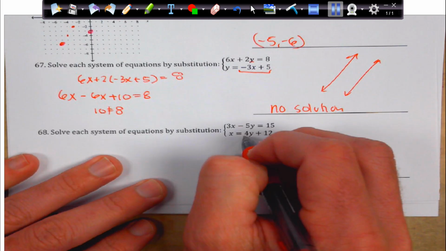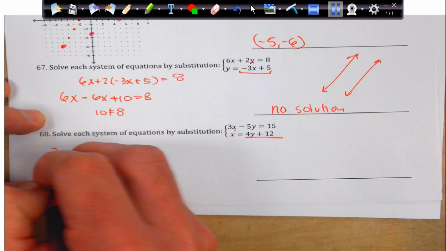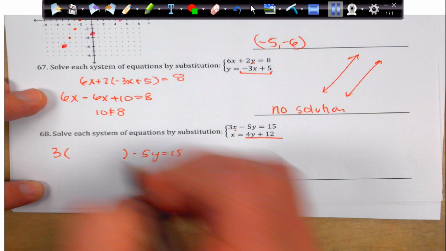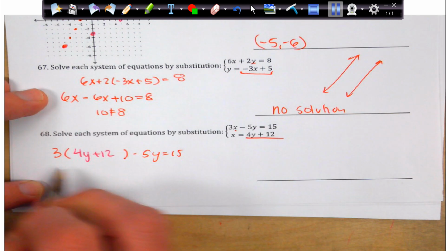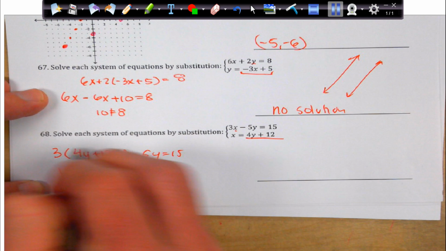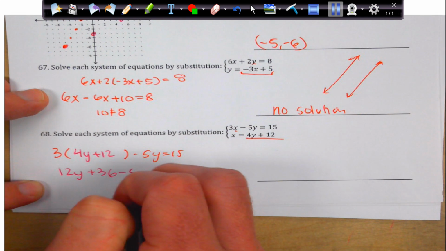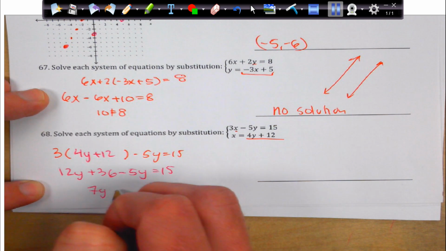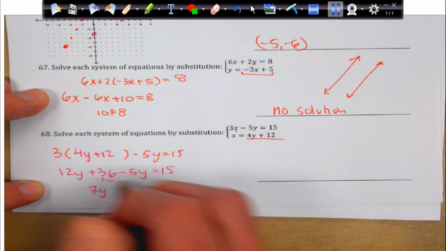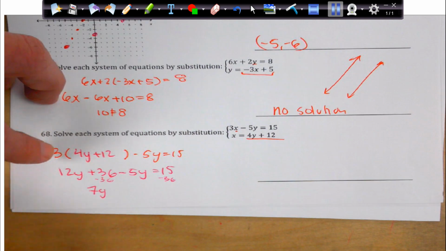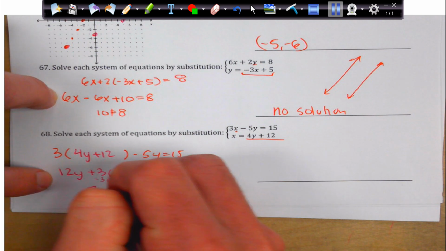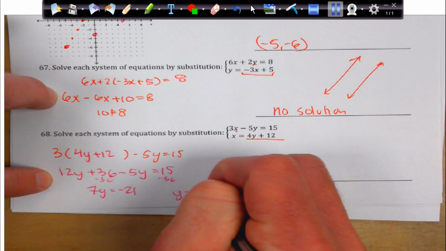On the next one, substitution, we're going to sub in for x this time. So we get 3 minus 5y equals 15. I'm going to substitute what x equals in here as 4y plus 12. So we distribute, we get 12y plus 36 minus 5y equals 15. Combine like terms, that's going to give me 7y. And subtract the 36 right there. And we get 15 minus 36 is -21. Divide by 7, we get -3.